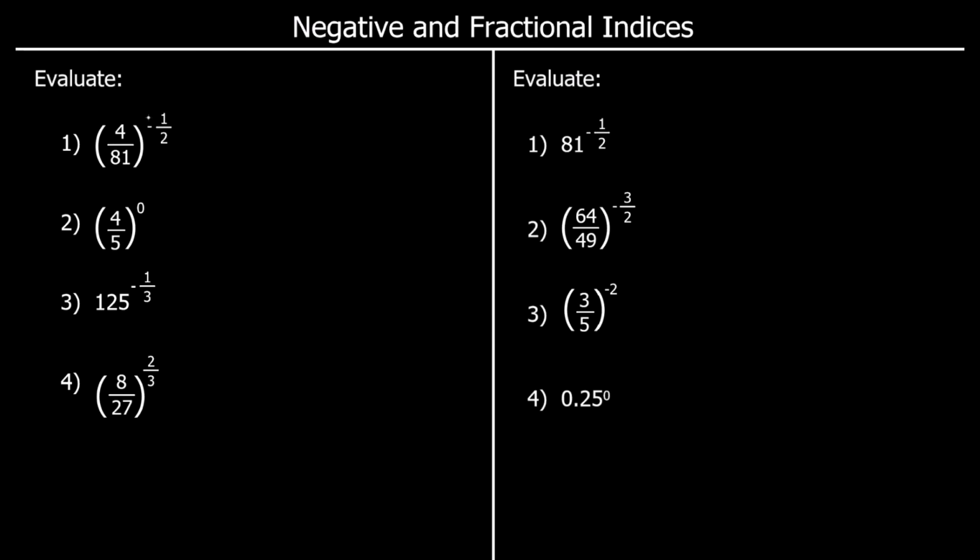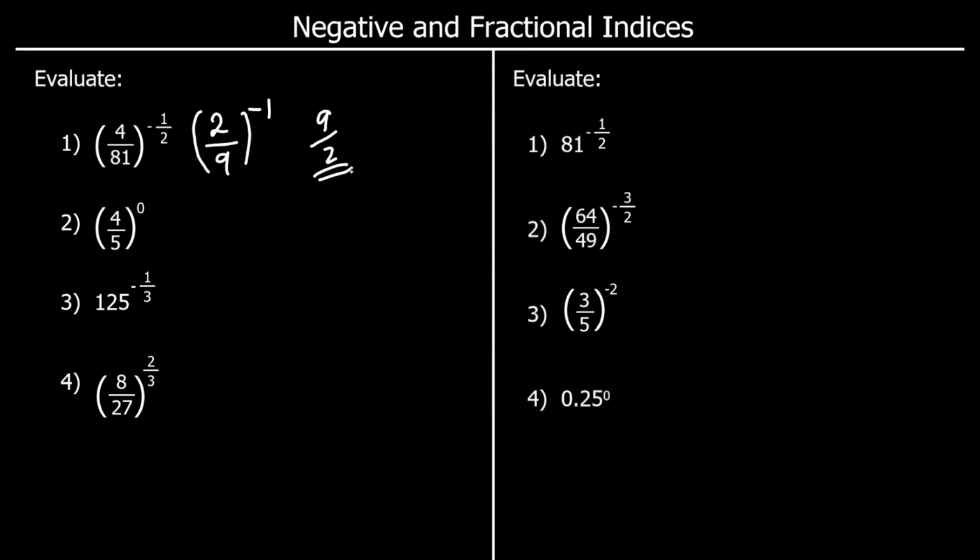When we have a negative power, it means the reciprocal. It means flip it over. So here we've got minus a half. The half means square root, and the minus is the reciprocal. Flip it over. So we could square root first. So square root the top, square root the bottom. The square root of 4 is 2. The square root of 81 is 9. We've still got the minus, and that means flip it over. What's the reciprocal of 2/9? That's 9 over 2.